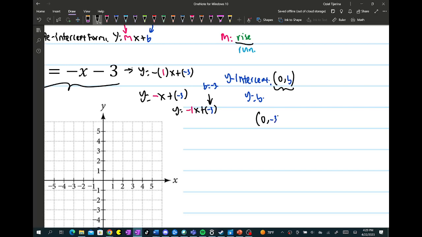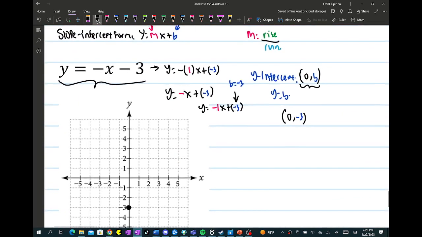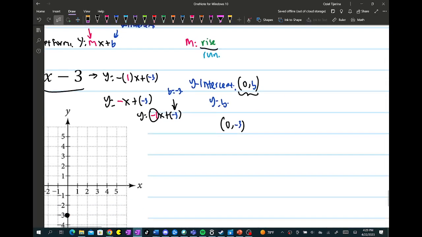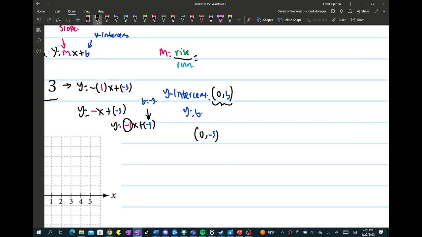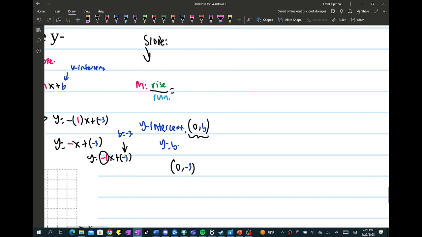So the first thing we do to graph this function is plot the point 0, negative 3, right here. And then our slope is negative 1. Again, this right here is our slope. It's not 1, it's negative 1. Whenever there's a negative like this, our slope is negative. We know that slope is rise over run, and this is what slope means. So I know that my slope is negative 1, so m is negative 1.